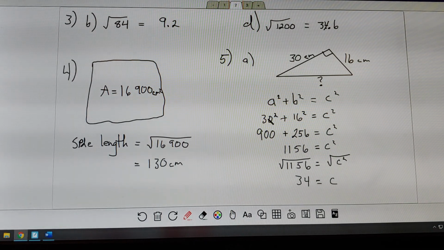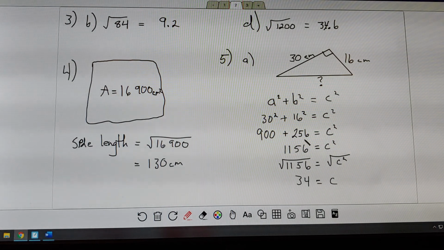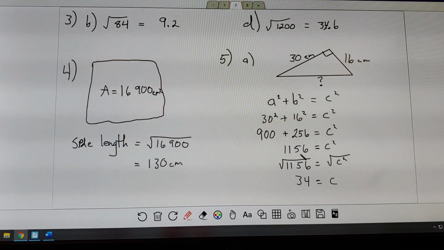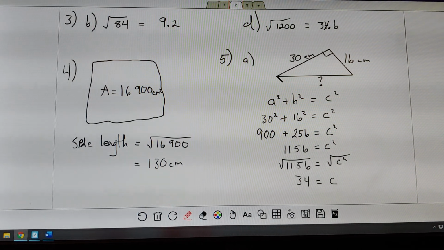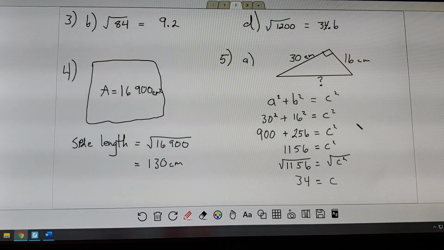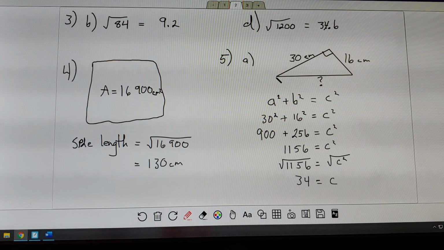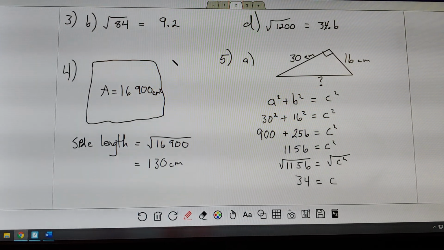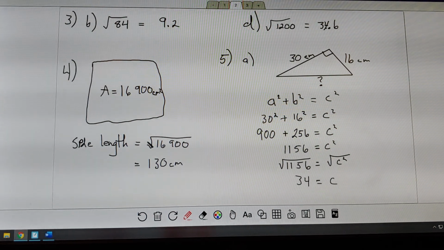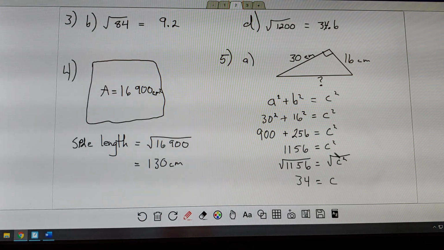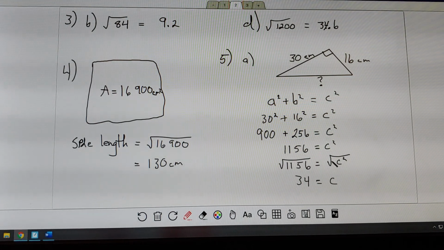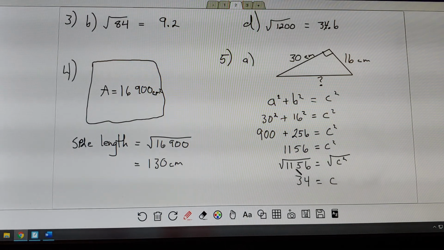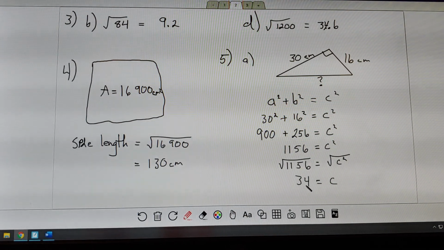Okay, so I dumped in 30 and 16 for A and B, squared them for 900 and 256, added them together. So that 1156 again is saying if this side here was a perfect square, it would have an area of 1156. So how do you go from a square area down to just a side length? Well, you square root it. Okay, and the opposite of squaring something is square root. So that brings me down to just C, and square root of 1156 is 34.